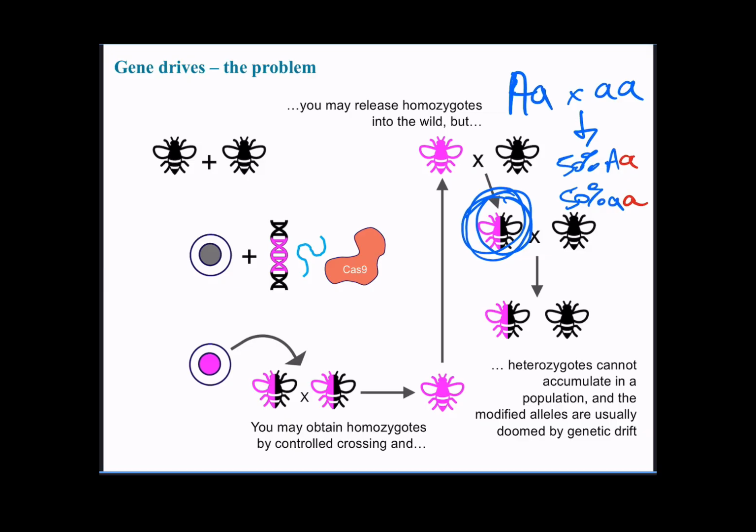So heterozygotes cannot accumulate in a population, and the modified alleles are usually doomed by genetic drift, because for those of you taking 322 now, you know that when the allelic frequency for a given allele is very close to zero, even tiny variations from one generation to another may mean that the allele is lost, right? So all of these experiments of releasing, it's not that people didn't know any better, it's just that we had to try, right? But this idea of going into certain regions, let's say in Africa, and releasing tens of thousands of mosquitoes, they never worked. And here's the reason why.